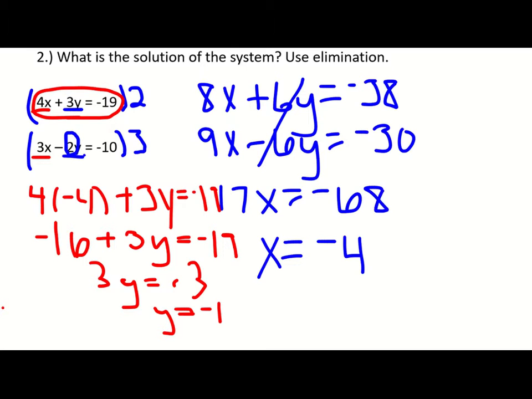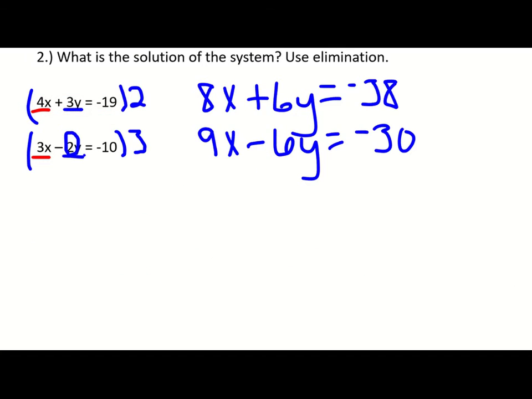So as a point, x was negative 4, y was negative 1. So this one's sitting at the point negative 4, negative 1.